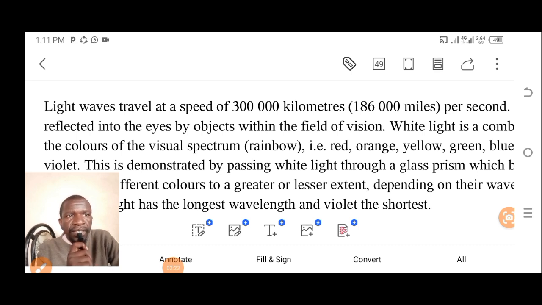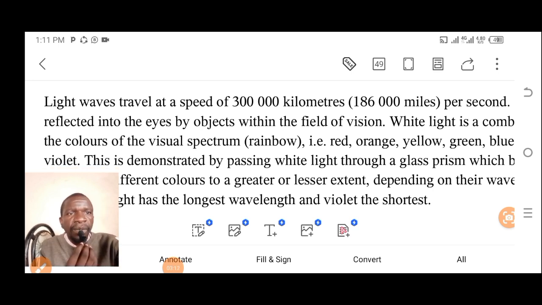White light is a combination of the colors of the visual spectrum or the rainbow. So there are certain colors that you cannot see, and there are certain colors that you see. The colors that you're able to see, those are what we call the colors of the visual spectrum or the rainbow. You know the rainbow, right? All the colors that appear on a rainbow are the colors that a human being can see. We call them the colors of the visual spectrum. Another word that we use is called ROY-GBV, which is an acronym for red, orange, yellow, green, blue, and violet.